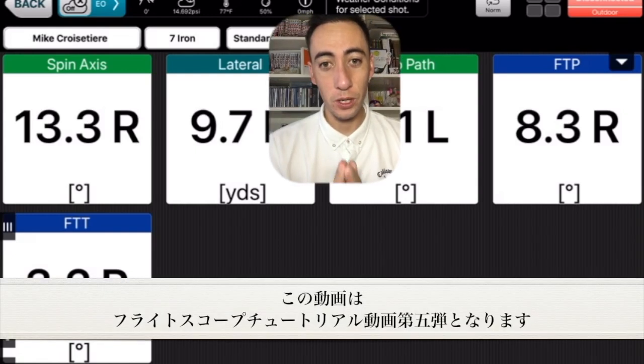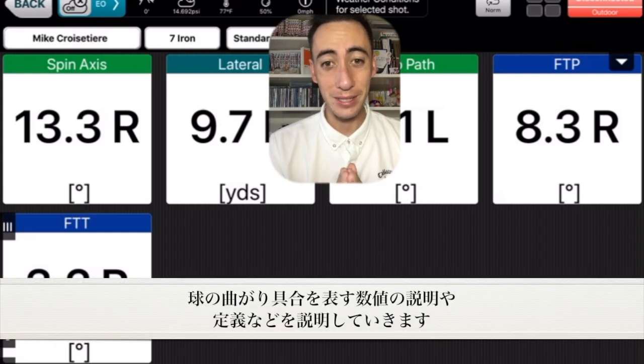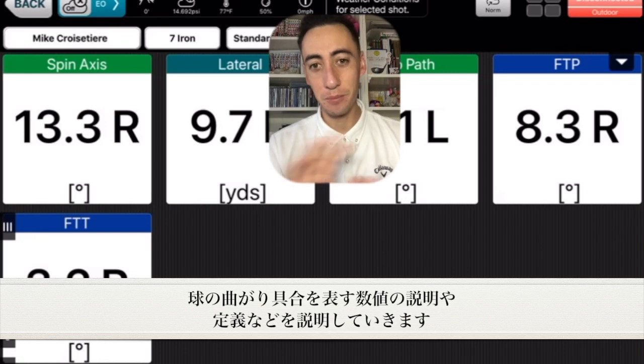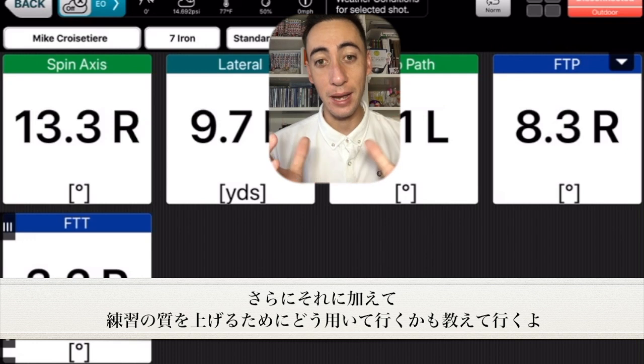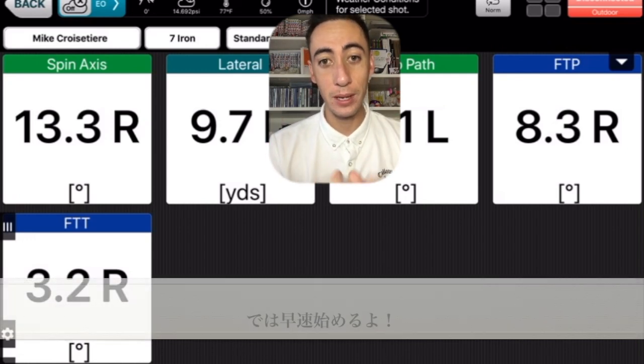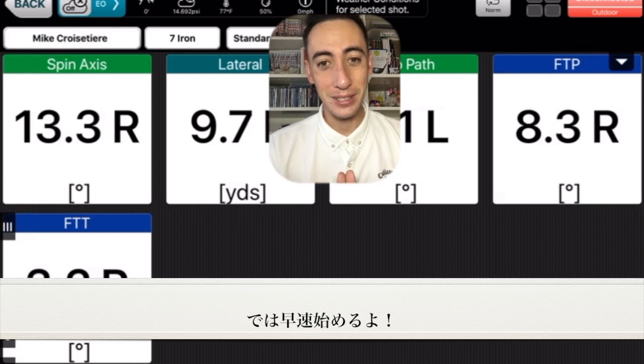If you're watching this, you're watching video number 5 of the FlightScope setup tutorial series. In this video, we're going to talk about the data points of curvature, giving you the basic definitions, as well as some ideas on how to use these data points when you're out there practicing with your FlightScope. So without further ado, let's go do this thing.